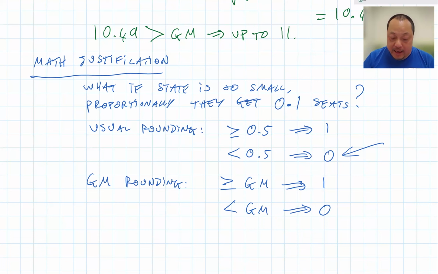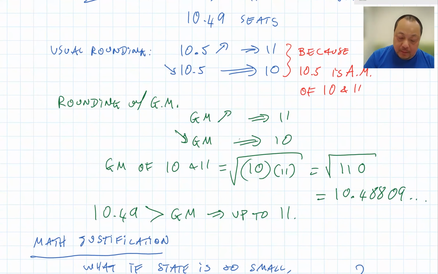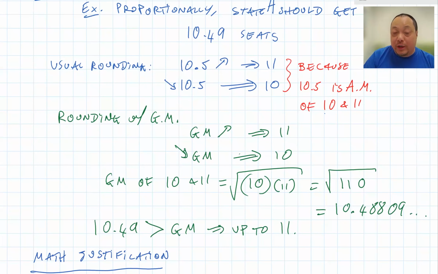By the way, I may have gone a little fast. I didn't say the geometric mean of what. Let's go back to this example. It's the geometric mean of the two numbers around that decimal. So in the previous example, the decimal is 10.49, and the two whole numbers around it are 10 and 11. Then we take the geometric mean of 10 and 11.